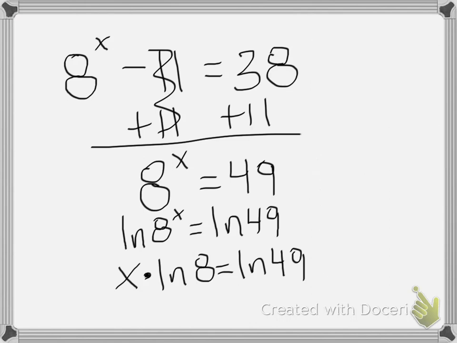Now that I've got x times the natural log of 8 equals the natural log of 49, I can easily solve for x. See, the natural log of 8 is a number. I can punch that on my calculator. The natural log of 49, also a number. I can punch that on my calculator.